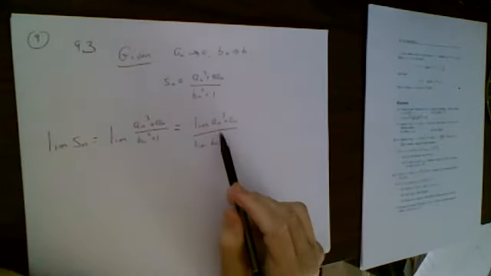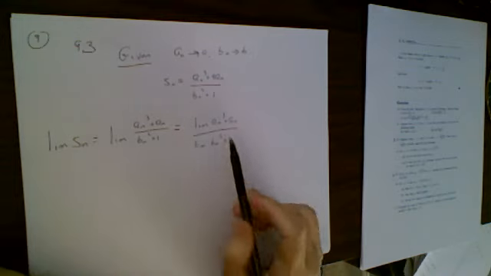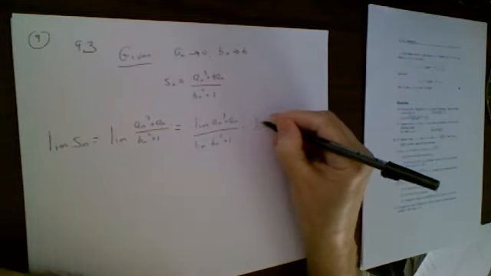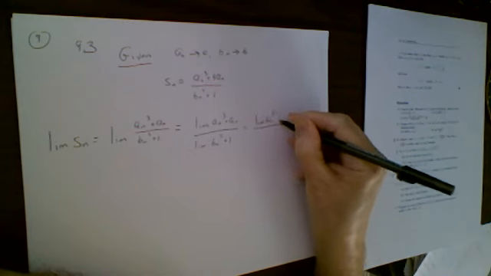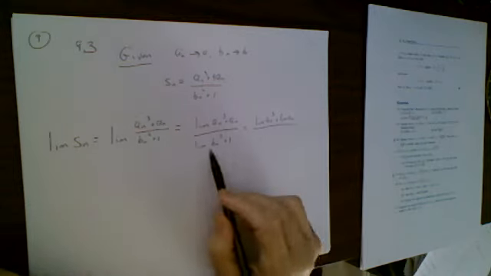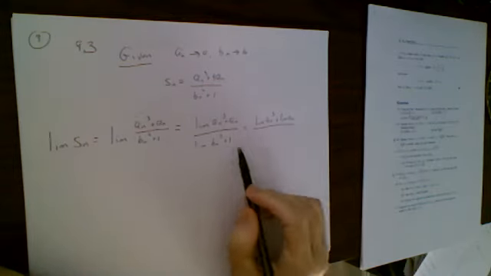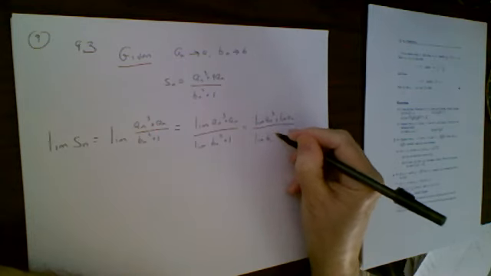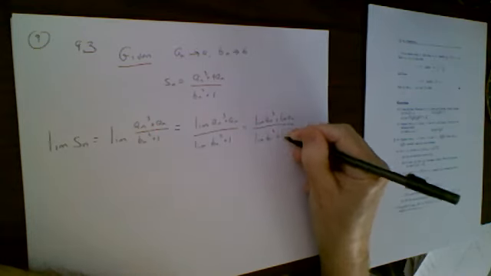Next thing is, this is a sum. Theorem of the book says the limit of the sum is the sum of the limits. Here we have a sum. One of the theorems in the book says the limit of the sum is the sum of the limits.